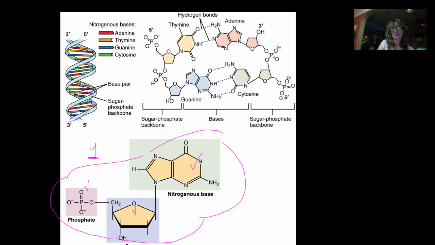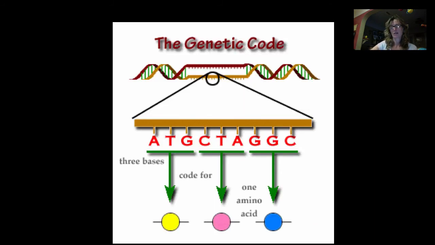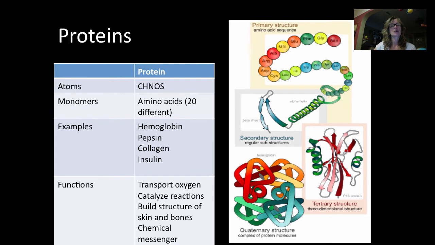The last category of macromolecules is the proteins. The proteins are made up of atoms, carbon, hydrogen, nitrogen, oxygen, and sulfur. The monomers, as you know from our activity together, are called amino acids because they have an amine group and a carboxylic acid group.